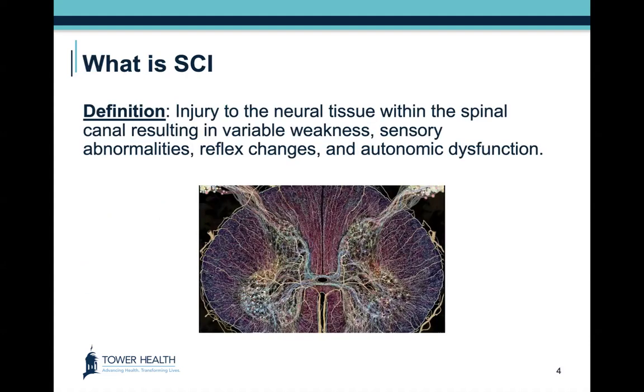Briefly, what is a spinal cord injury? So I'm not going to read the definition off the slide, but there's some level of weakness, sensory abnormalities, reflex changes, and autonomic dysfunction associated with this. I really like this picture here.